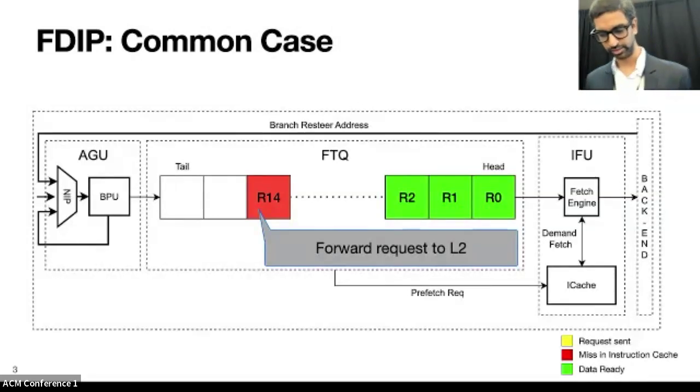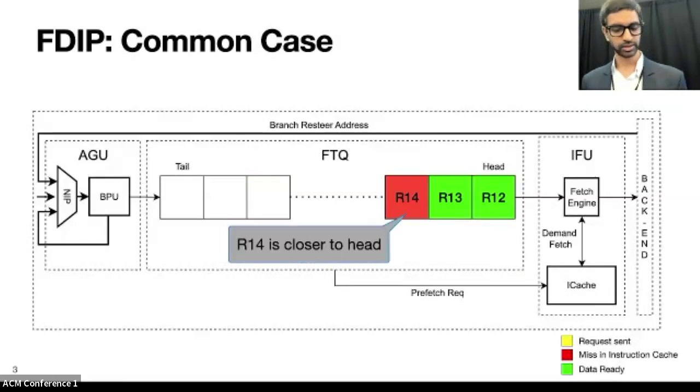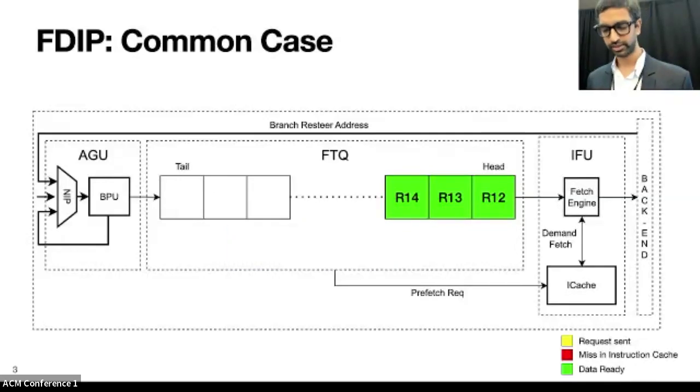Notice that in this example, the head of the FTQ is ready, so fetch is not going to stall in this case. After a few cycles, R14 moves closer to the head. Now, imagine we get a response for R14. Notice that even though R14 missed in the iCache, we haven't paid any penalty for R14, by completely hiding its latency. If you have a deep enough FTQ, you'll be able to hide the cache miss latency of many iCache misses, which is the key idea of FDIP. That's why FDIP is very effective in getting very good performance.